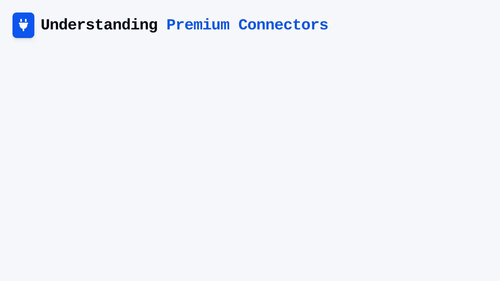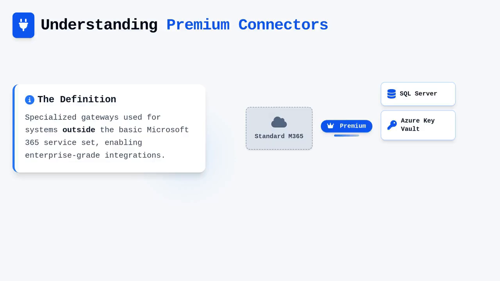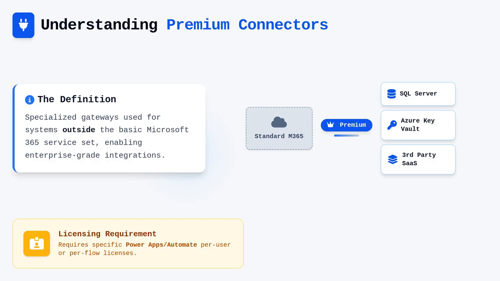The landscape shifts noticeably when we discuss premium connectors, which are required for systems that fall outside of the basic Microsoft 365 service set. These connectors grant you access to enterprise-grade resources such as SQL Server, various Azure services like Key Vault, or external third-party software as a service platforms. The use of these connectors necessitates a specific Power Apps or Power Automate per user or per flow license, as Microsoft reserves these more resource-intensive or specialized integrations for higher-tier subscription levels.